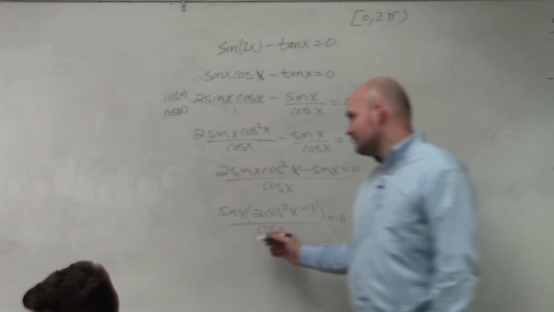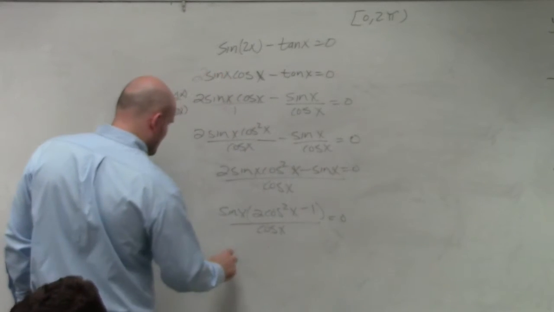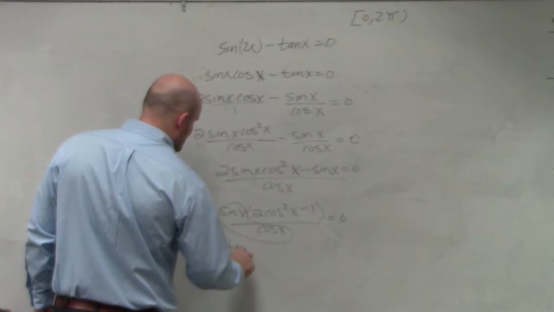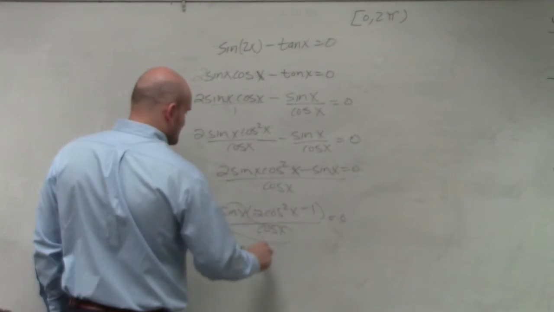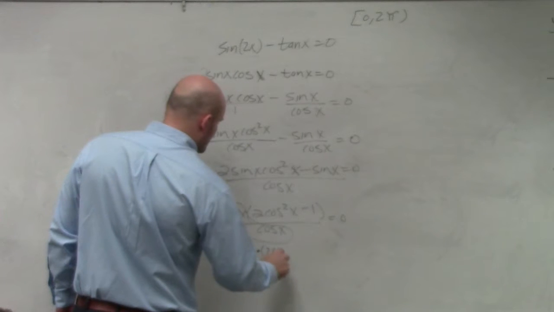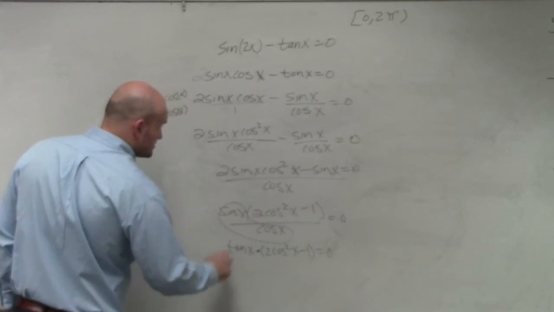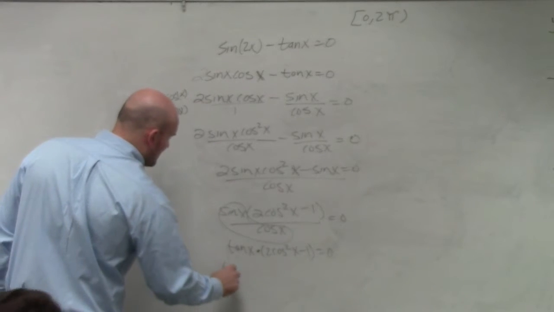Then what I can do is rewrite this. I can group these together. I can group the sine over the cosine. So it's tangent of x times 2 cosine squared of x minus 1 equals 0. So now I can apply my zero product property.